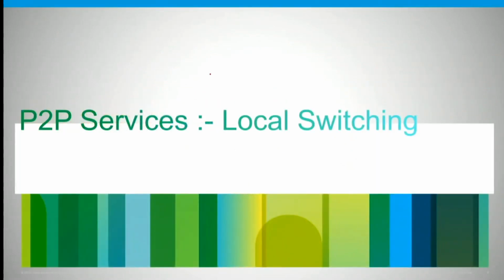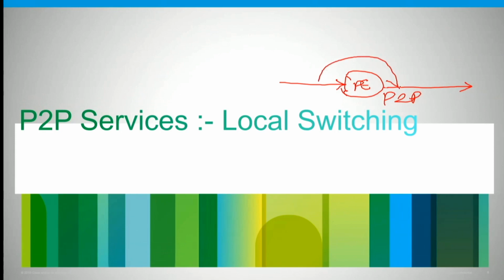Next is local switching. Under local switching, it just acts as a switch where a frame received on one interface will switch over to the other interface. This is point to point. So no MAC address table will be maintained on the PE, because the router knows that if a frame is received on an interface, I need to switch it on the other interface. Whatever frame it may be, it could be unicast, multicast or broadcast.